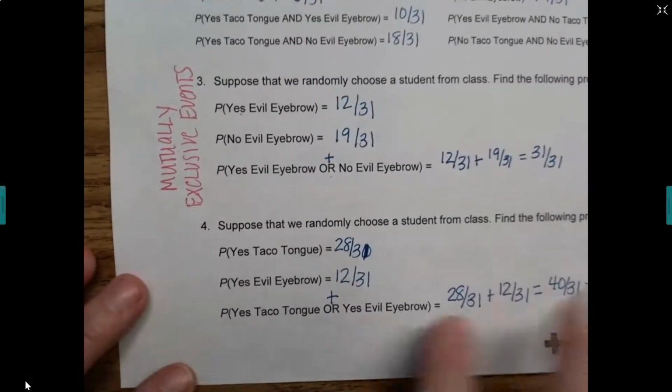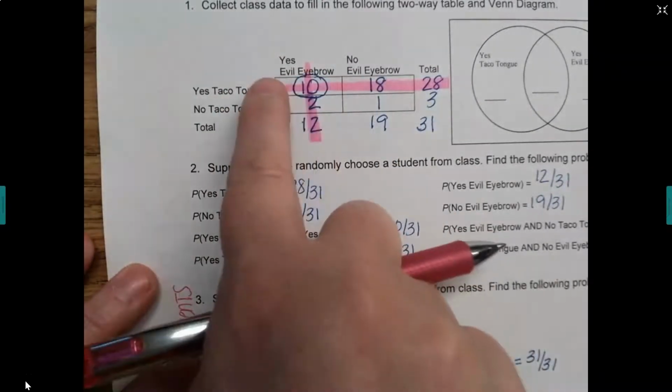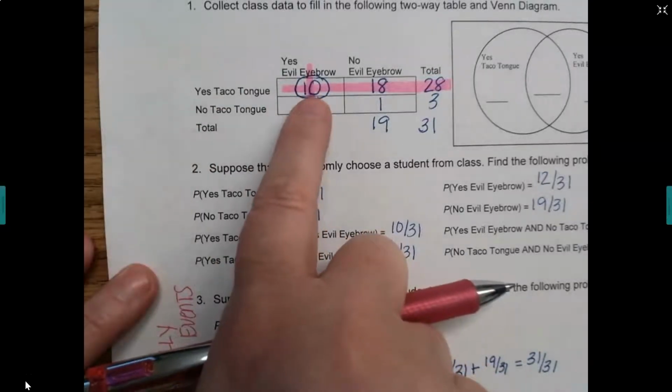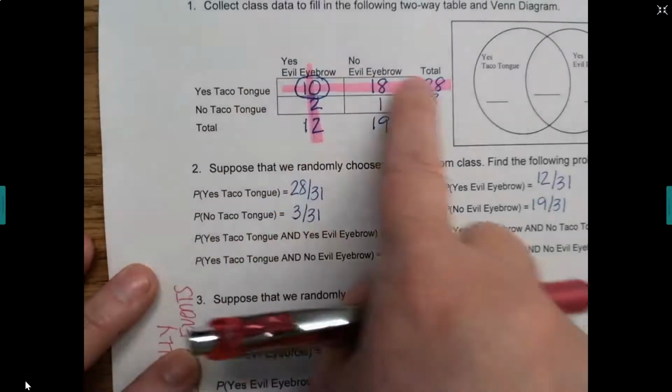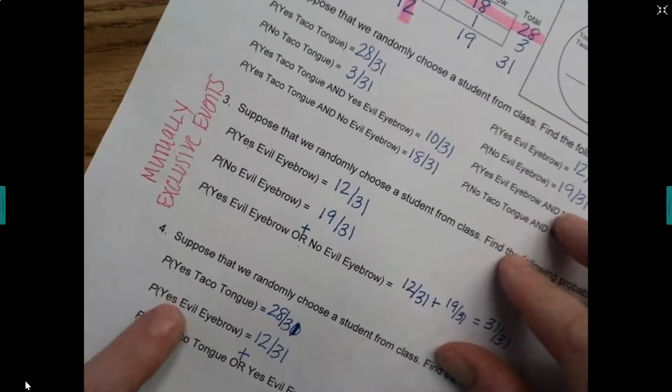However, when I asked about the taco tongue and the evil eyebrow, we had taco tongue and we had evil eyebrow. We had this crossover. Anytime the categories cross like that, they're going to share outcomes. In this case, they shared these same 10 people. So they were counted going in one direction and in the other direction. And that's why we had to subtract them off over here. So we were counting the same people twice, and we can't do that. So these two topics are not mutually exclusive events.